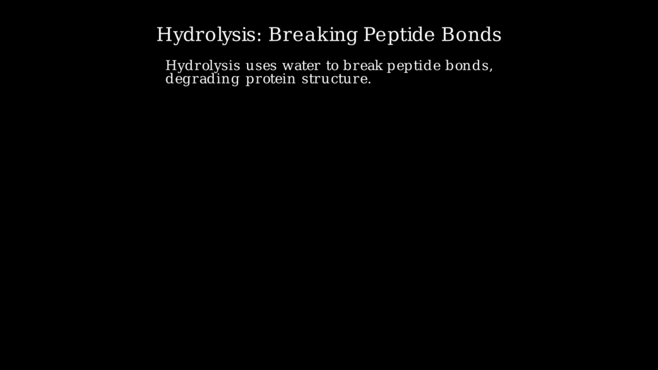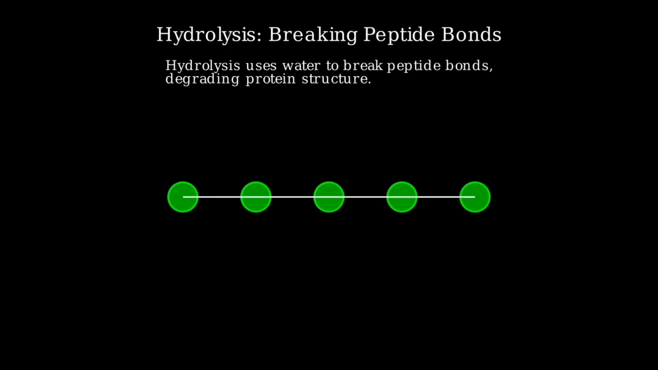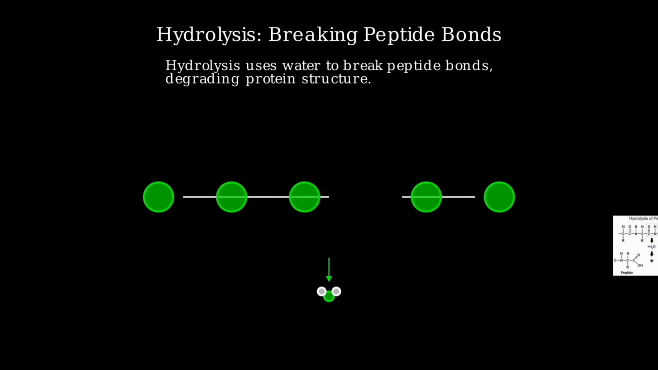Hydrolysis is the chemical process that breaks peptide bonds using water, leading to the degradation of protein structure. Proteins consist of amino acids linked by peptide bonds. During hydrolysis, a water molecule targets these bonds. The peptide bond breaks, splitting the protein into smaller peptides or individual amino acids.